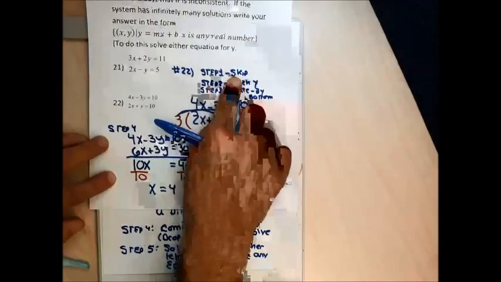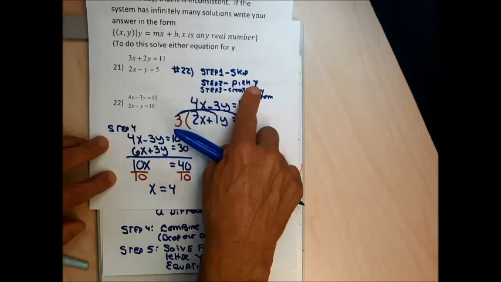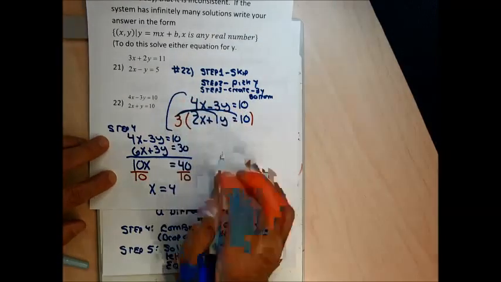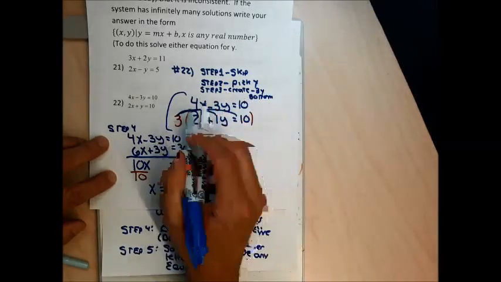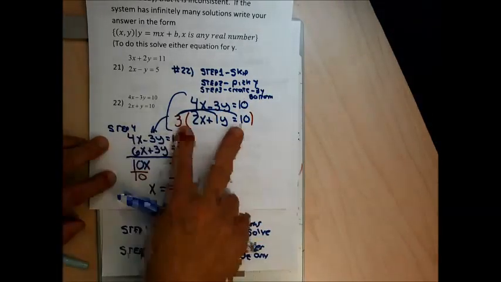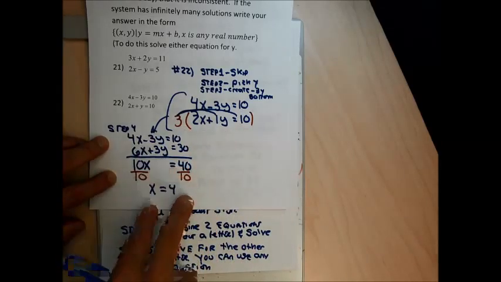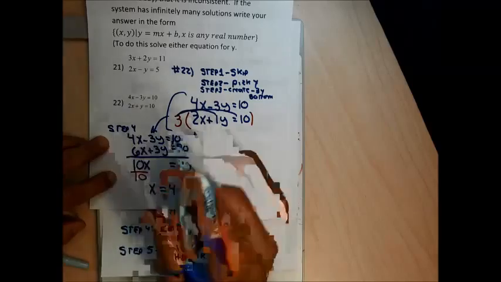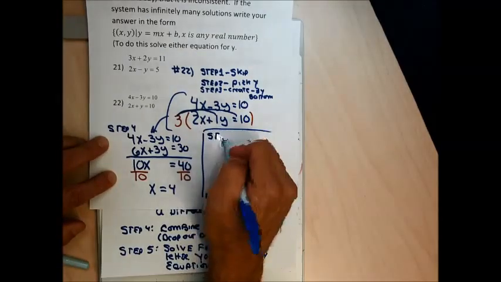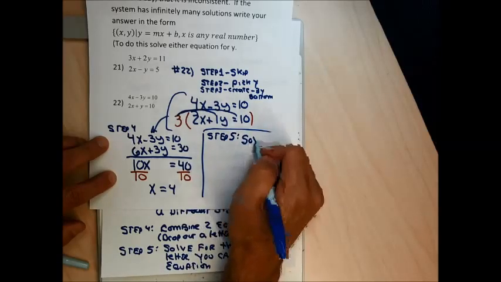Step 1, I didn't have to do it because the x's and y's were lined up. Step 2, it doesn't really show up, but I decided to drop out the y's. This is my step 3. I made the y's have the same numbers in front of them, so I multiplied there. That's my step 3. My step 4 was to add these together and solve. Step 5, I think I could sneak it in right here. I need to solve for the other letter, so I need to solve for y.